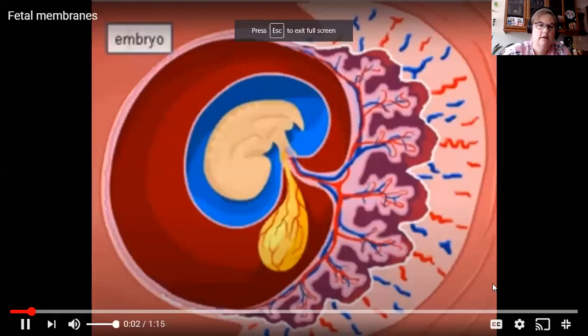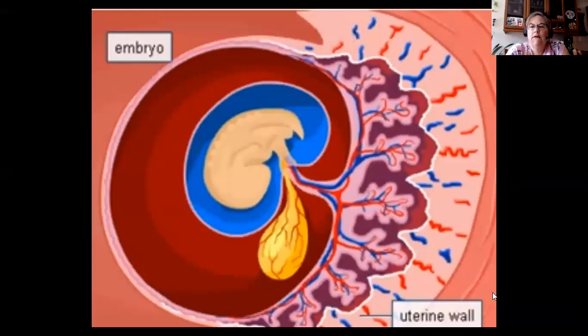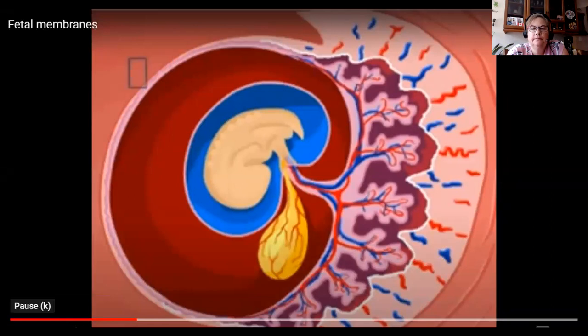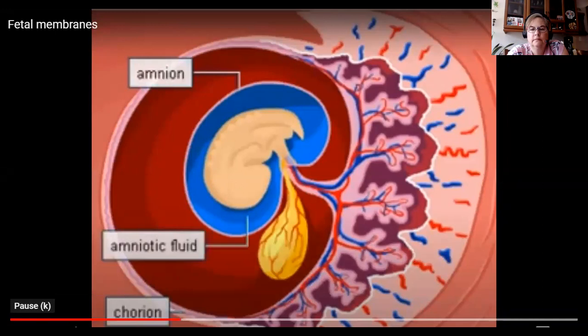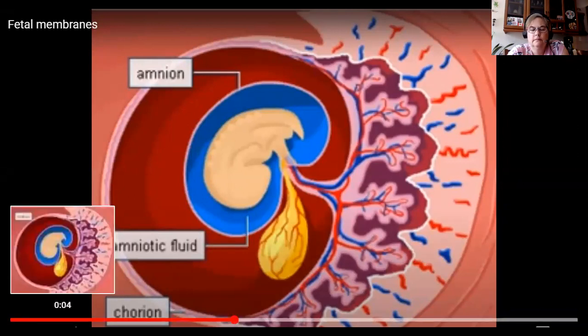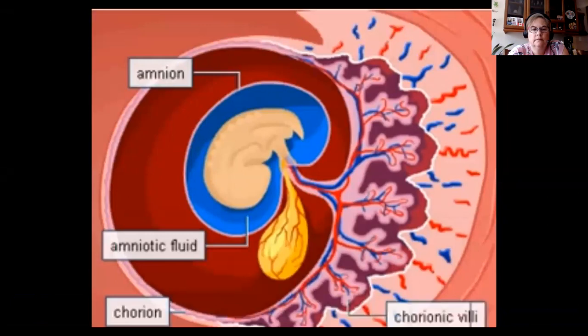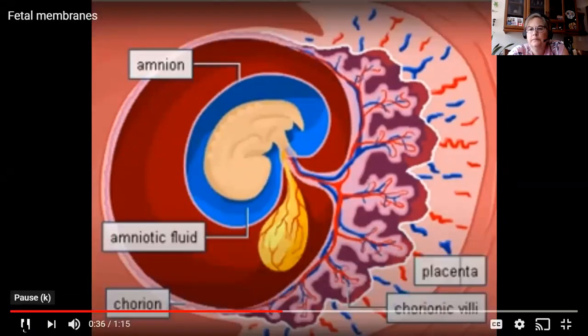The embryo becomes implanted in the uterine wall, where it produces the fetal membranes. These protect the embryo from water loss and mechanical damage as it grows and develops in the uterus. The embryo is surrounded by the amnion and chorion. The amnion is filled with amniotic fluid and directly encloses the embryo. This protects the embryo from damage and water loss. The chorion develops characteristic chorionic villi, which fuse with the uterine wall to form the placenta.